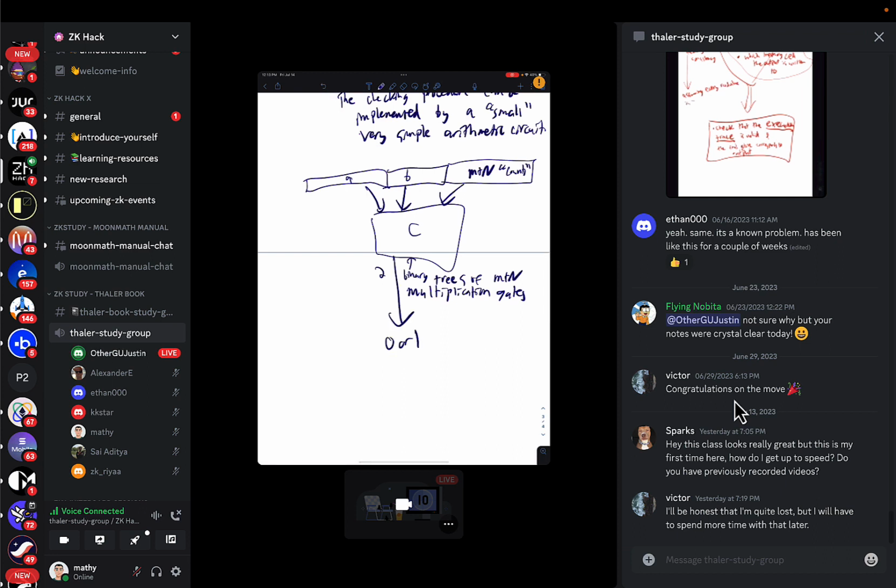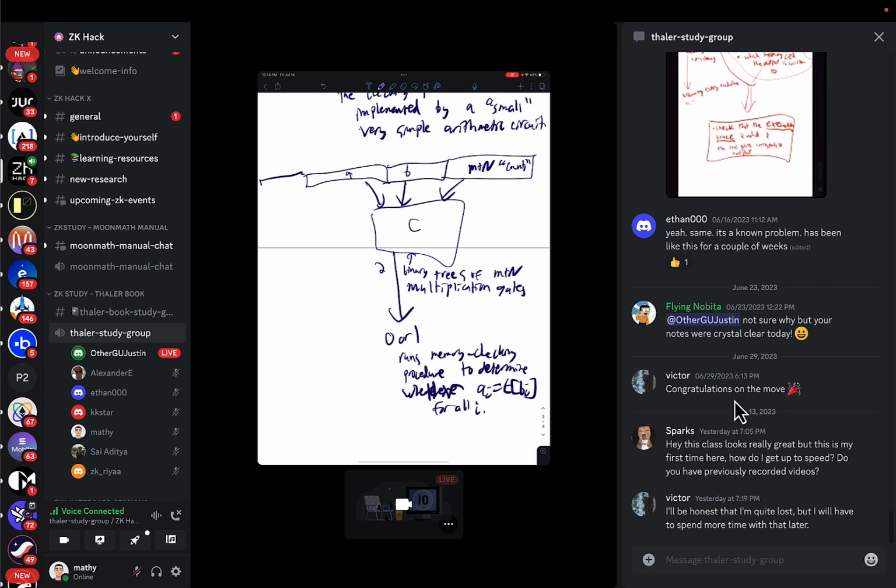0 or 1, depending on whether it passes the check. It basically just runs the verifier's check in the memory checking procedure, to determine whether indeed A_i equals T of B_i for all i. And I guess the table itself is also an input to the circuit, but it's publicly known to the verifier.